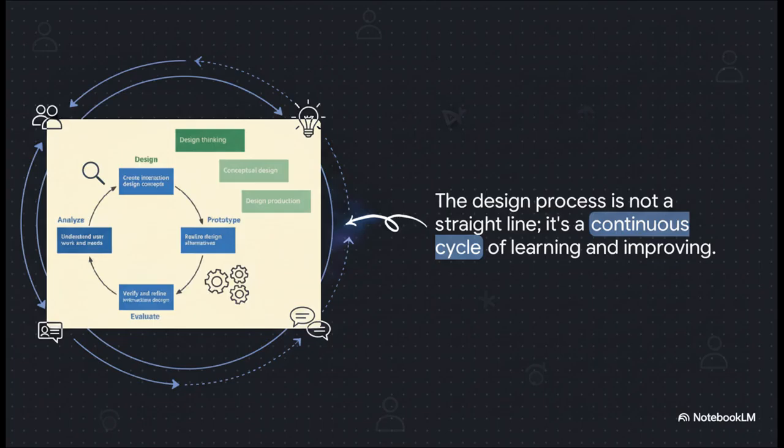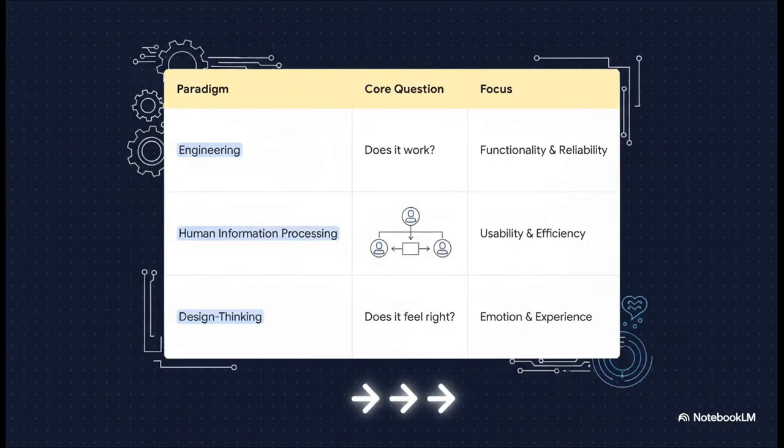You analyze what users need, you design a solution, you build a prototype to test it, and you evaluate the feedback. And then, you use that feedback to start the whole cycle over again, making it better each and every time. And this table here shows just how far we've come. We started in this engineering paradigm, which only asked one question. Does it work? Then, things got a little better. We moved to human information processing, asking, is it easy? But design thinking, it asks a much deeper, more human question. Does it feel right? And suddenly, the focus isn't just on function anymore. It's about the user's emotional journey.